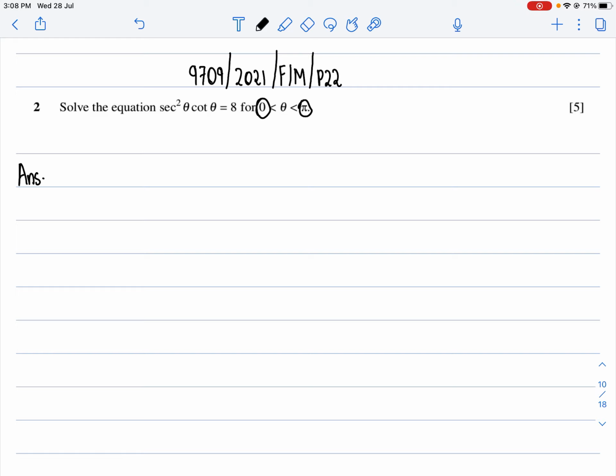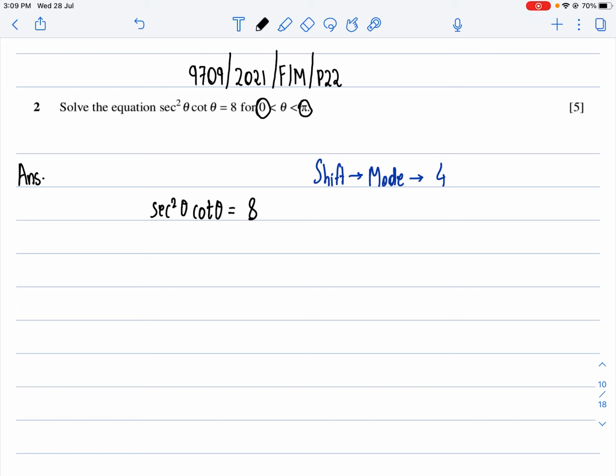The first thing you can do is convert it into the radian mode. So click on shift, then click on mode, correct? When you click on mode, click simply on 4 for radian, correct? So when you do that, you get the radian mode. So now I can start applying my identities. So I have sec square theta cot theta equals 8, correct? This is what I have.